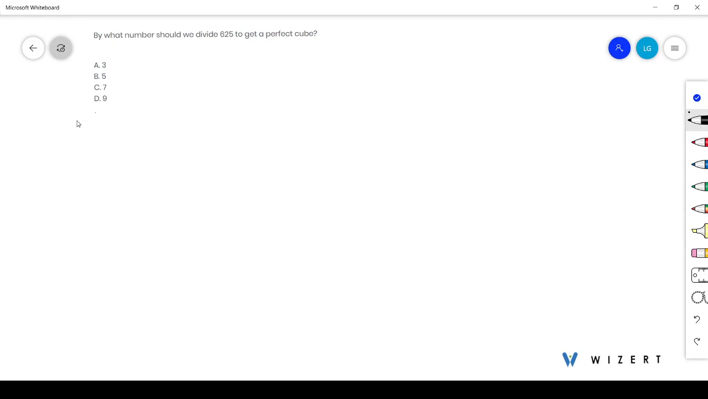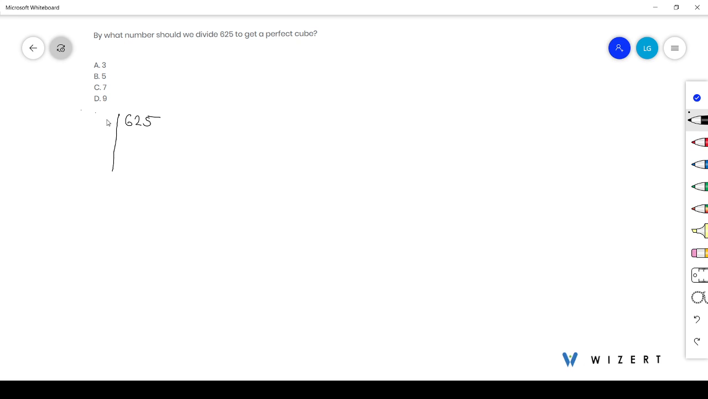Our question is, by what number should we divide 625 to get a perfect cube? Here we have to find the number from which, when we divide 625 by that number, we get a perfect cube. To find the solution of this problem, firstly we need to find the prime factorization of 625.